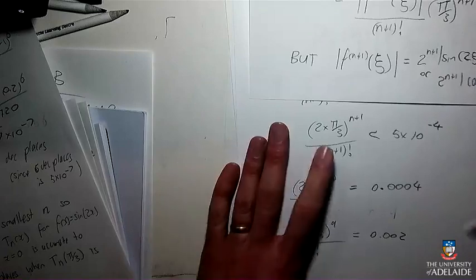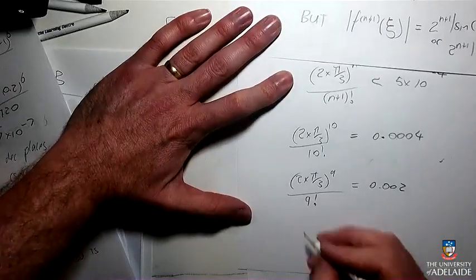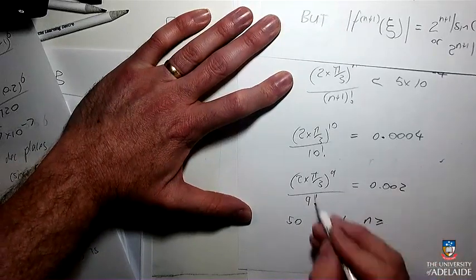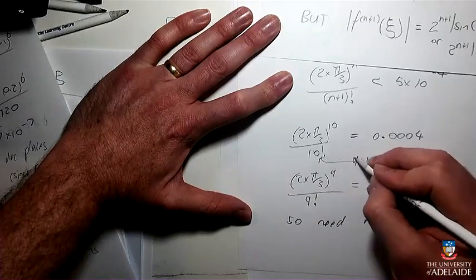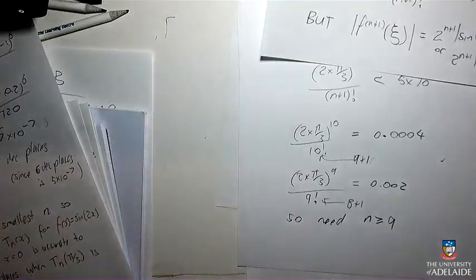All right, yep, we definitely need to go all the way to 10. So we need n to be greater than or equal to, because that there is like 9 plus 1. So we need n to be greater than or equal to 9.